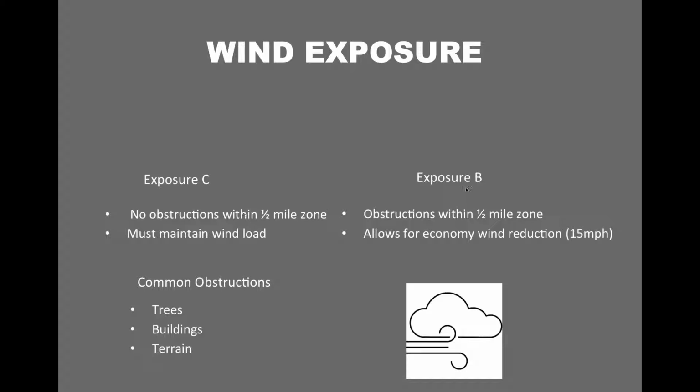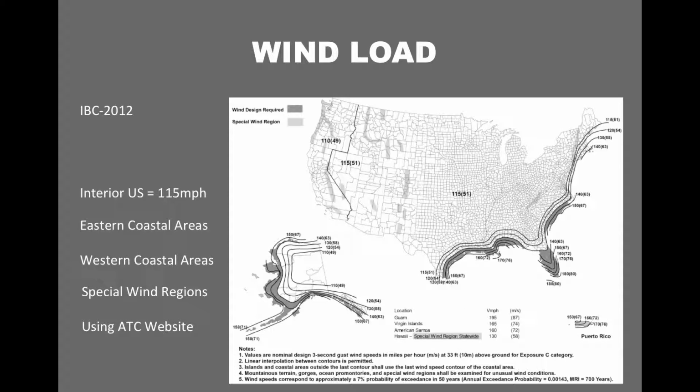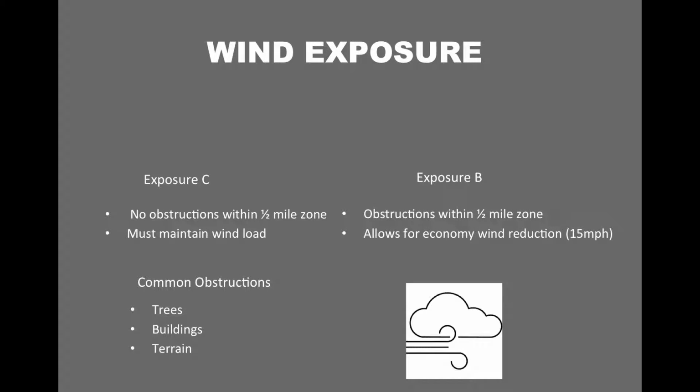The other option here is to go with exposure B. Now this allows for an economy wind reduction, well, it allows for that because there are obstructions within a half mile of the building. So what is an economy wind reduction? Basically, they're just taking whatever your wind speed is up here and reducing it by 15 miles an hour.